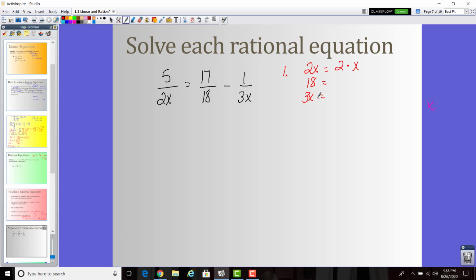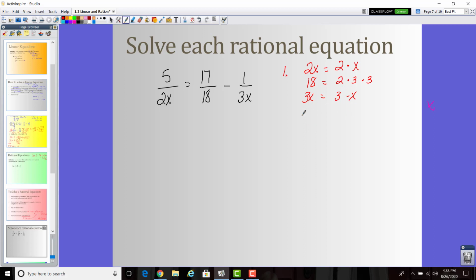2x is the product of 2 times x. 18 is the product of 3 and 6, and 6 breaks up into 2 and 3. So I've got a factor of 2 times 3 times 3. That's going to give me 18. And 3x is 3 times x.